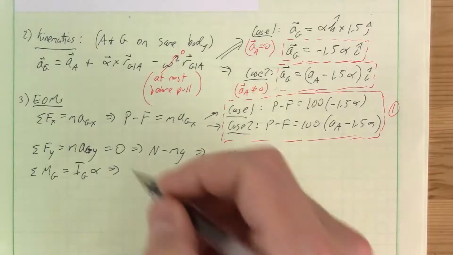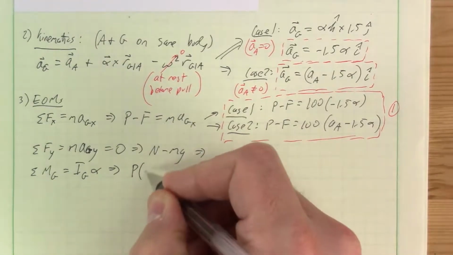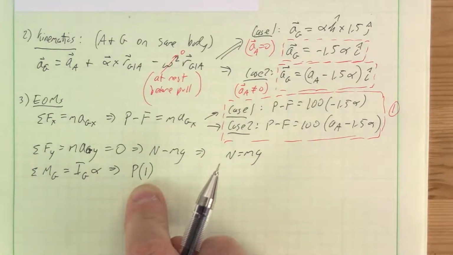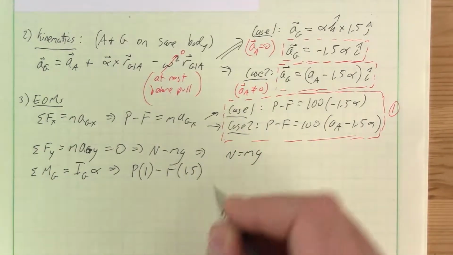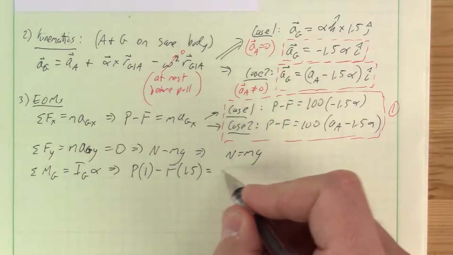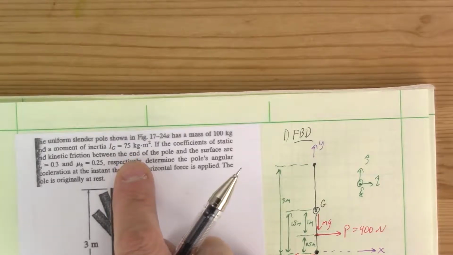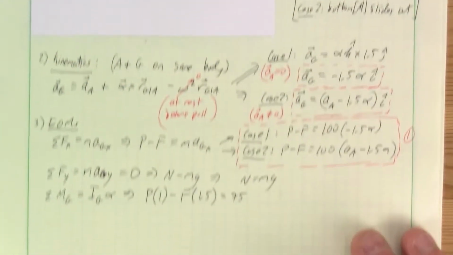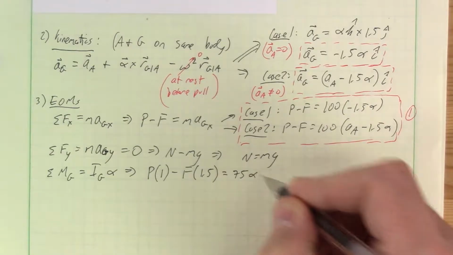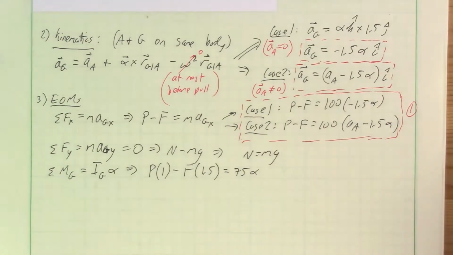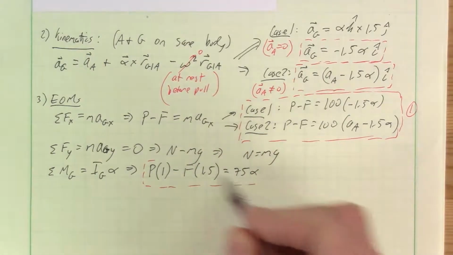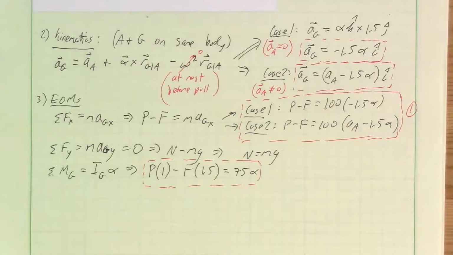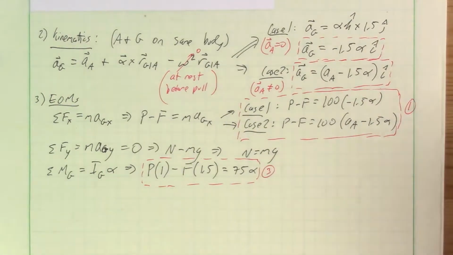Summing the moments, we have our positive P times 1, which is our moment arm, minus the friction force, which has a moment arm of 1.5, and that equals what's given to us in the problem statement, the moment of inertia about the center of mass, 75 kilogram meters squared, all times alpha. This is the result that stems from the third equation of motion as we've ordered them. So I'll label this one 3.